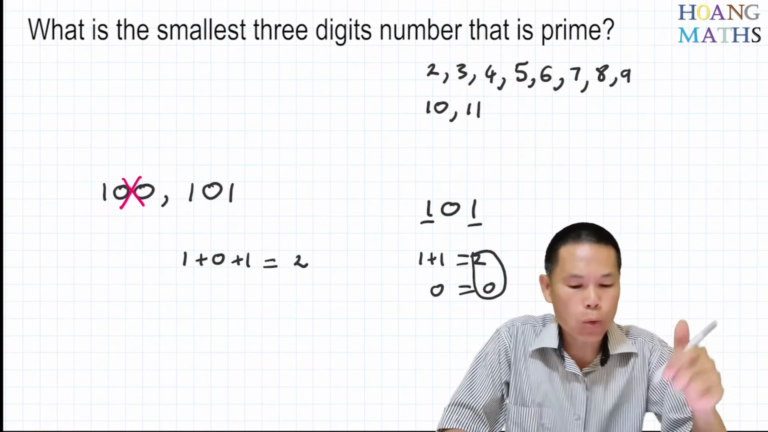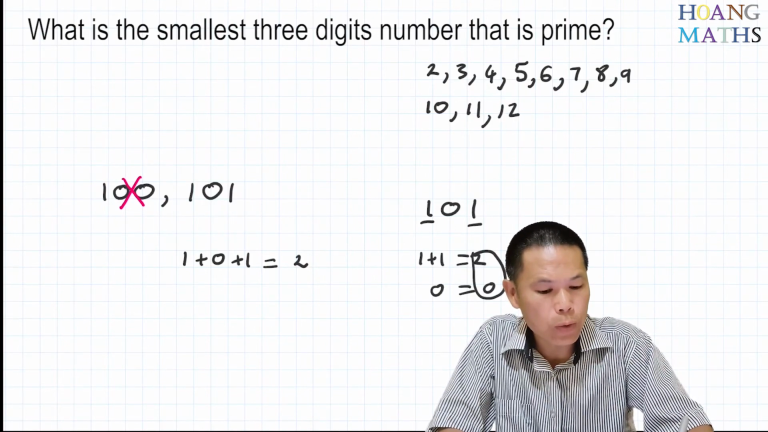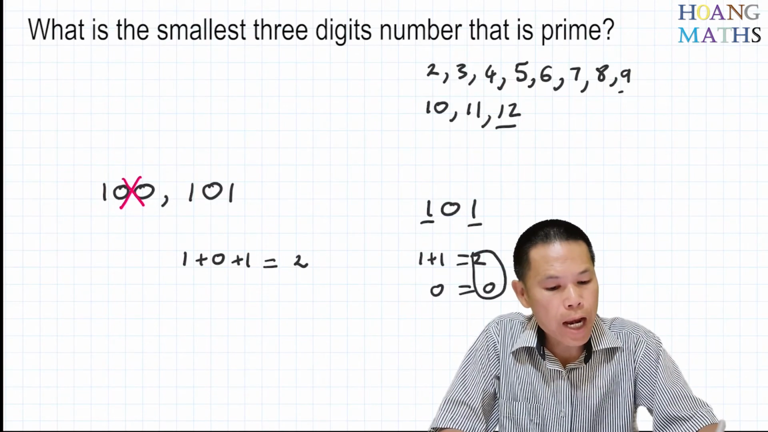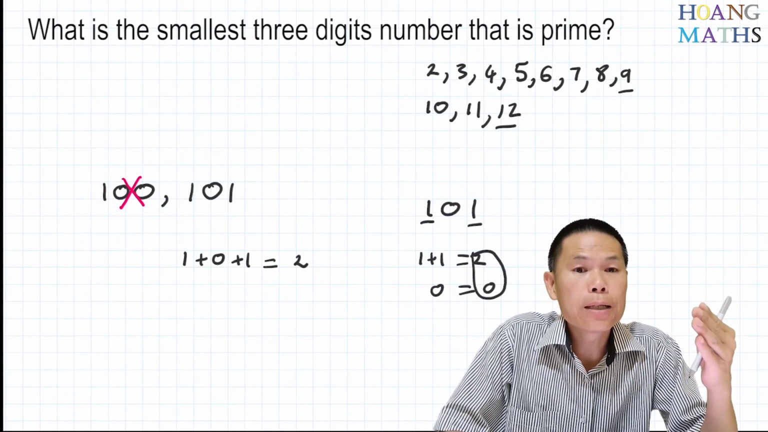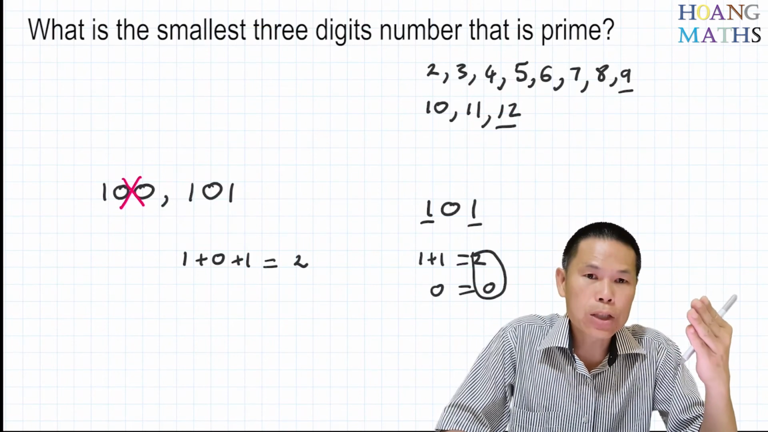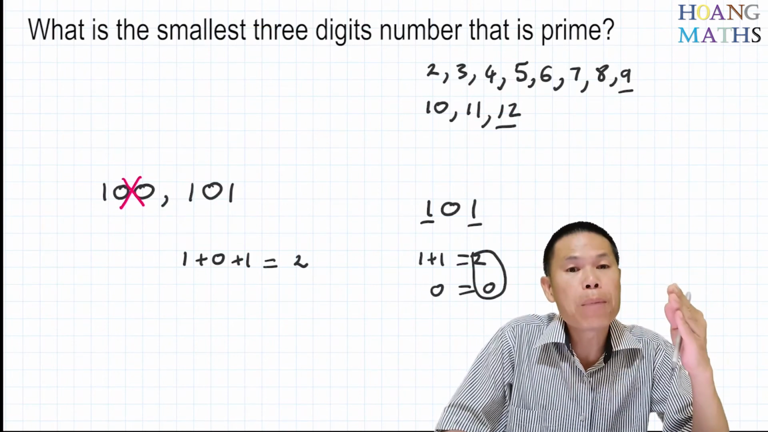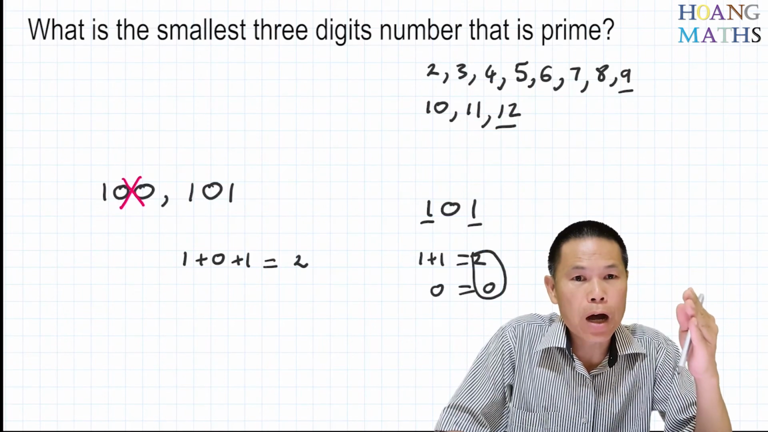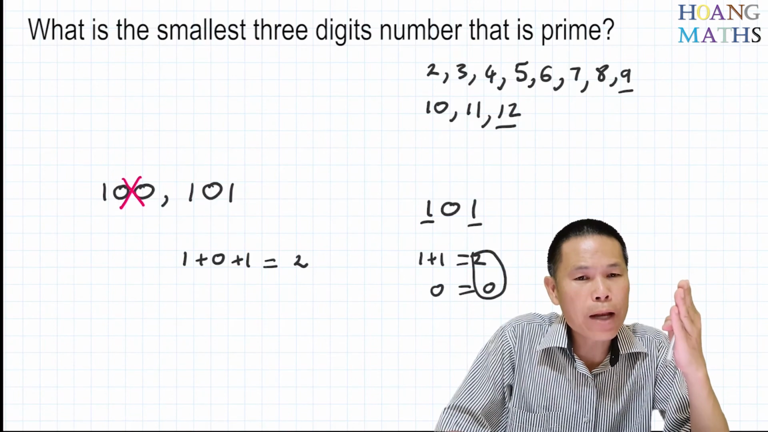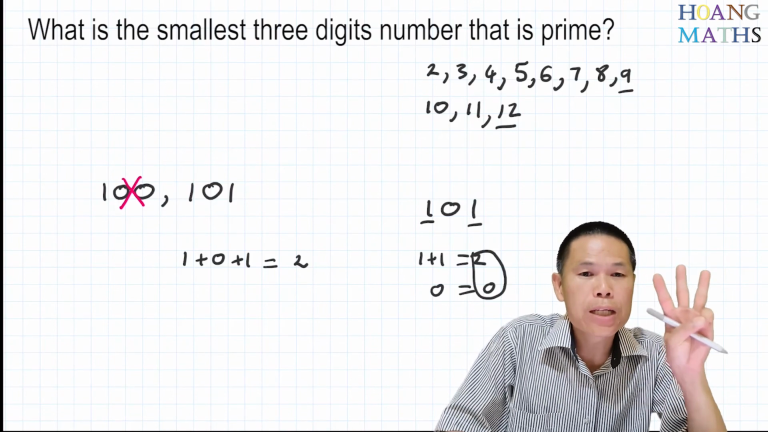And then what about 12? Definitely not divisible by 12. And we can stop there because 12 times 9 is greater than 101. So therefore, we can stop there because none of these numbers is a factor of 101. So therefore, 101 is the smallest 3-digit number that is prime.